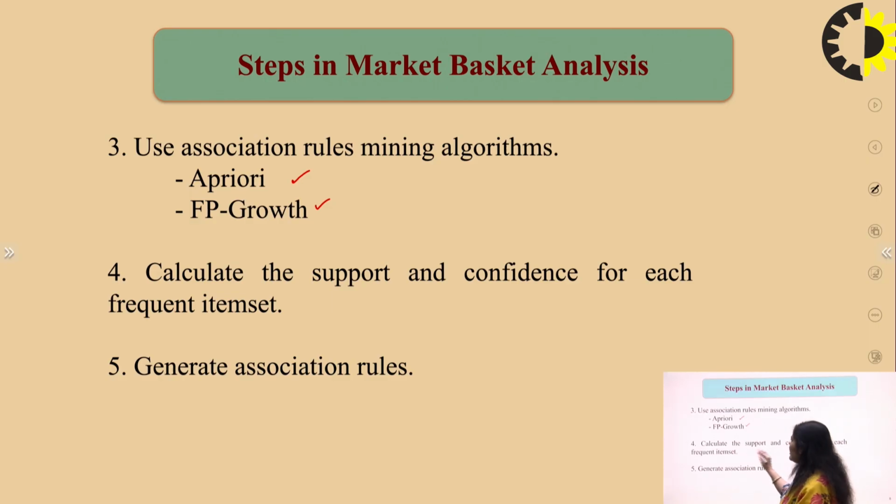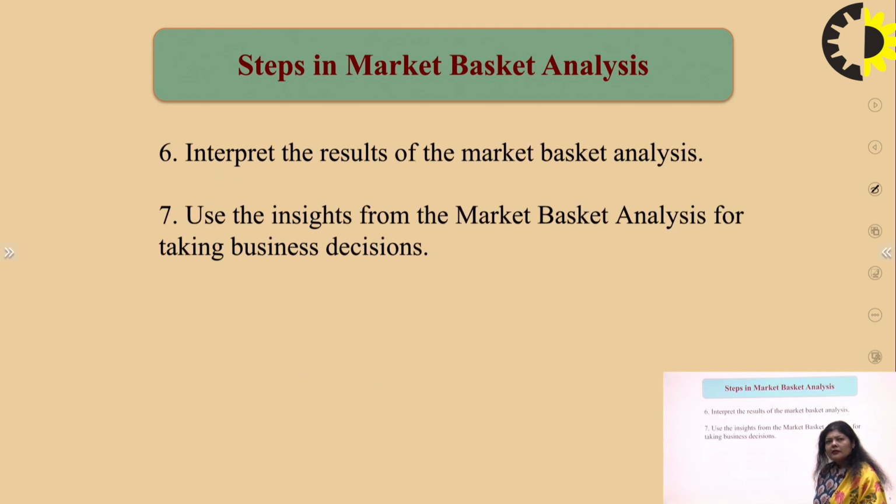Step 4 is to calculate the support and the confidence for each frequent item set. So this is done through the algorithm. Whatever algorithm you have chosen, that algorithm is going to calculate the support and the confidence for each of the frequent item sets. Once this is done, the association rules are generated.